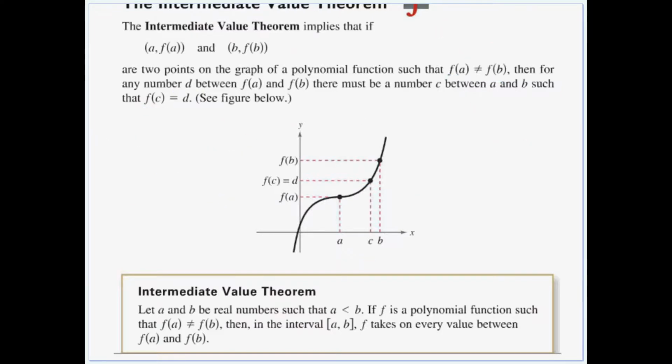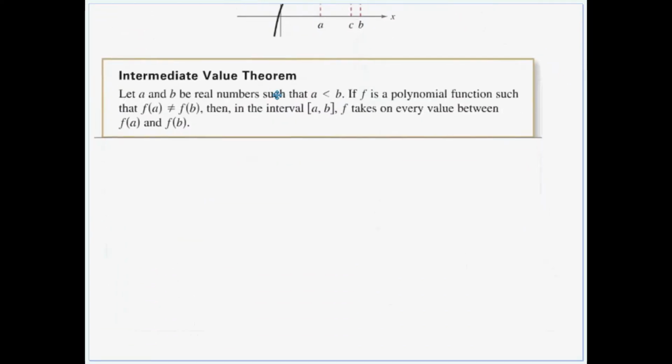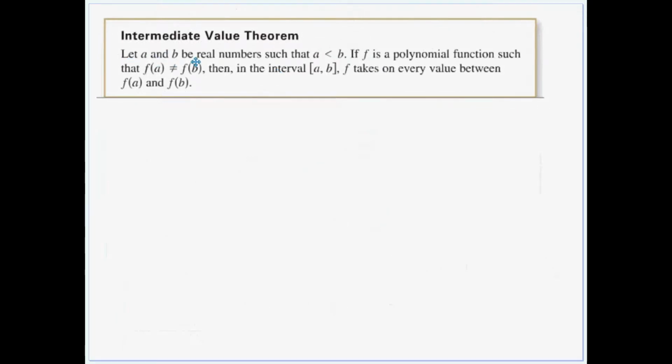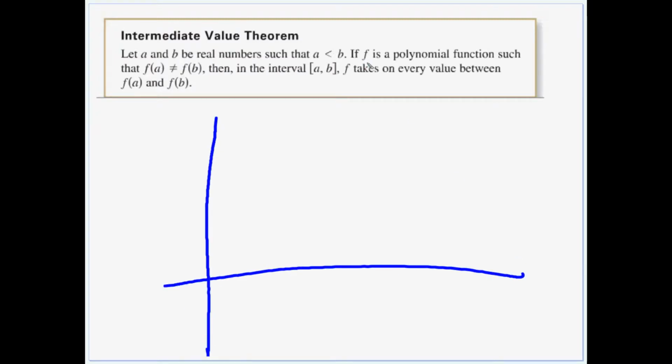So here in the box is the official intermediate value theorem. Let a and b be real numbers such that a is less than b. If f is a polynomial function such that f of a is not equal to f of b, then somewhere in that interval between a and b, f will take on every value between f of a and f of b.